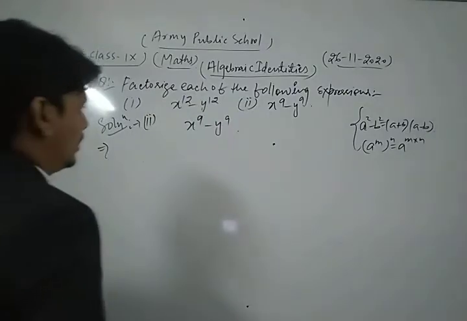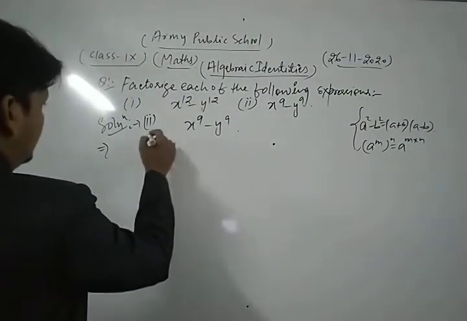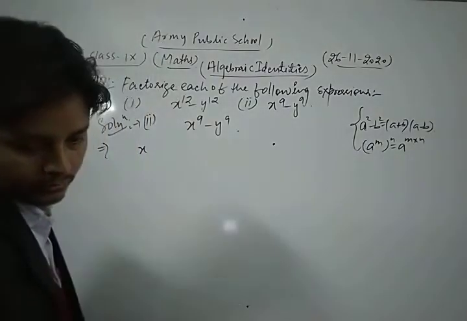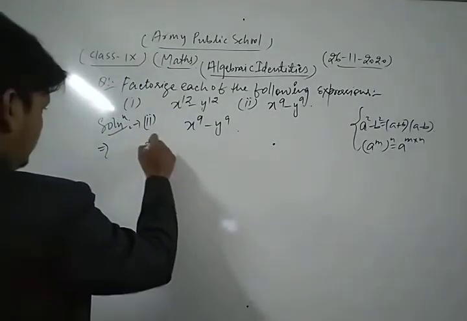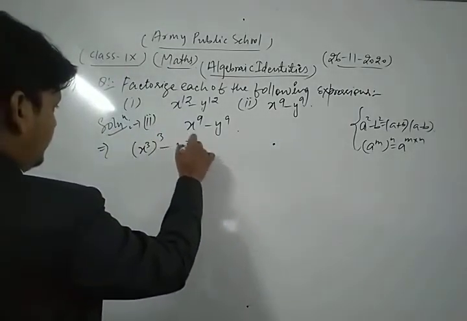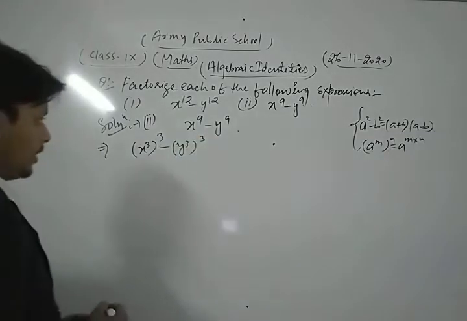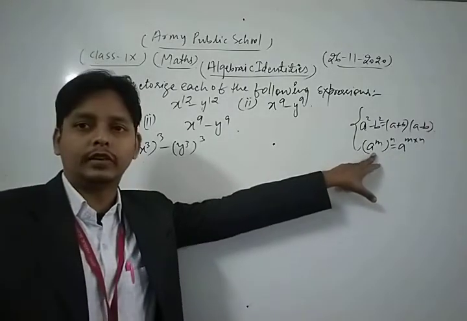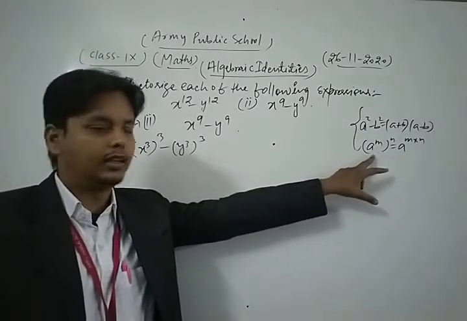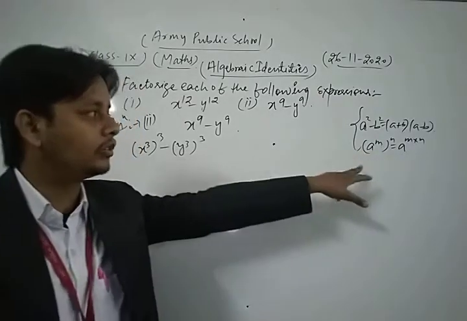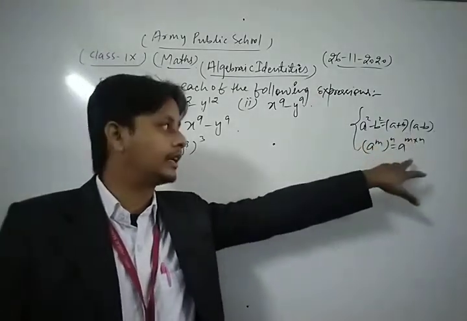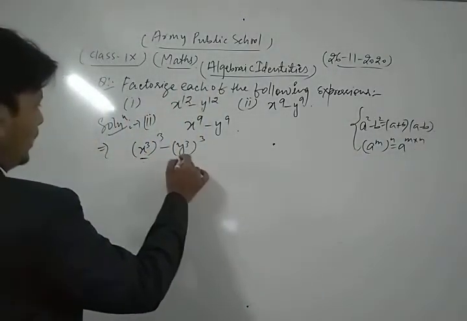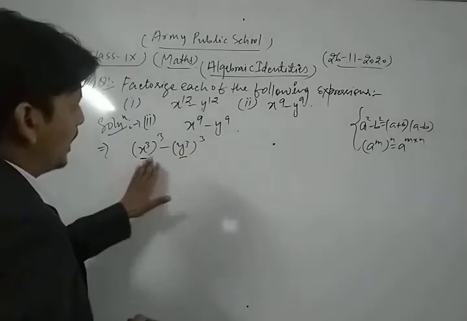First of all, we write the given question in this way. We can write it this way because of the laws of exponents: (a to the power m) to the power n equals a to the power m into n. This is the value of a, this is the value of b, so this is the form of a cube minus b cube.